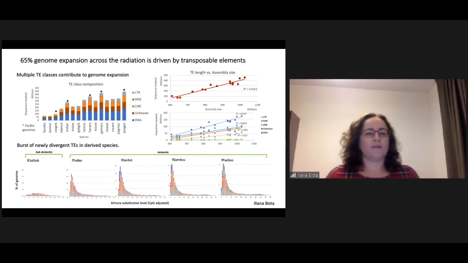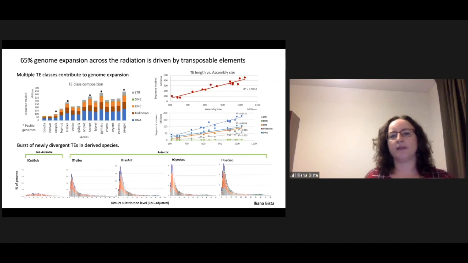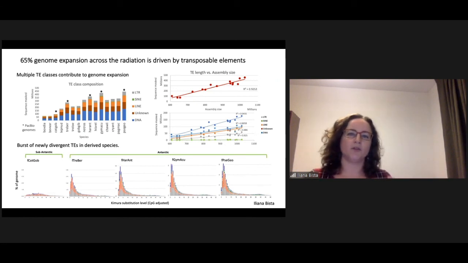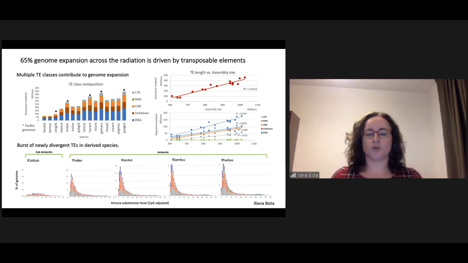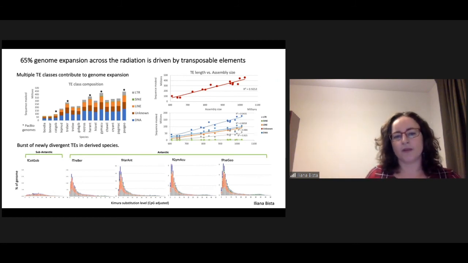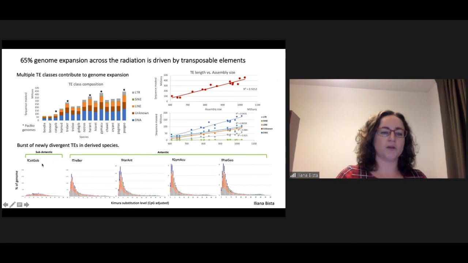So we have nevertheless identified a 65% genome expansion within a species of the radiation, which is driven by activity of transposable elements. Here we can see that there are multiple types of transposons which contributed to this expansion. And we can also see through divergence analysis that there's been a major burst of newly diverging TEs within the Antarctic clade, as you can see here in the repeat landscape analysis in comparison to the subantarctic basal species.